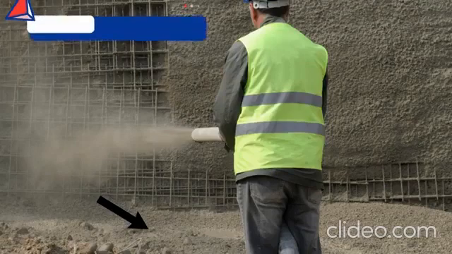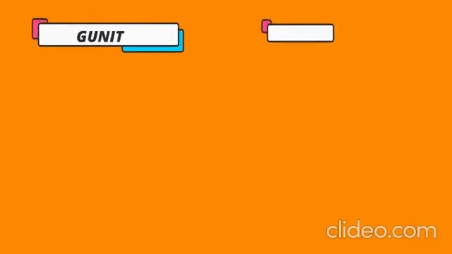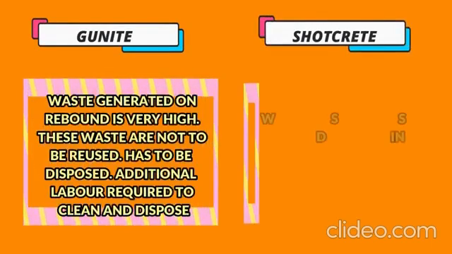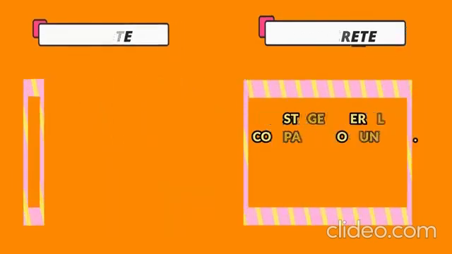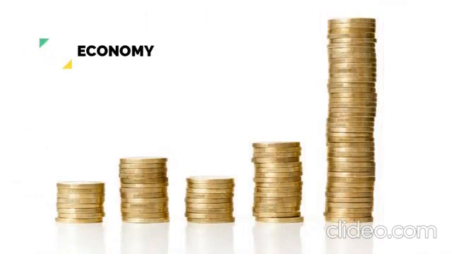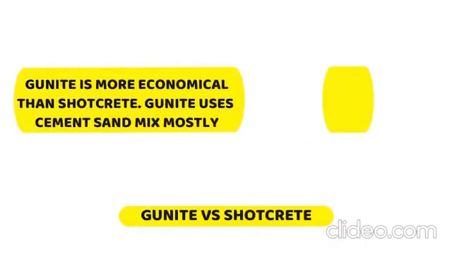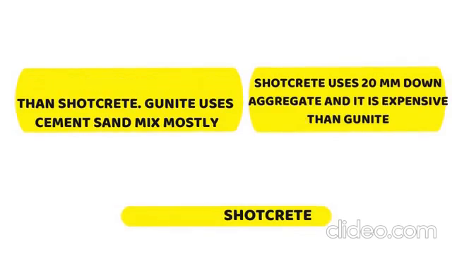And next is rebound wastage. In case of gunite and shotcrete, the waste generated on rebound is very high in case of gunite. These wastes are not to be reused and labor is required for cleaning. Next is economy. Gunite is more economical than shotcrete. Gunite uses mostly only a cement and sand mix, but shotcrete uses 20 mm aggregate and is much more expensive than gunite.